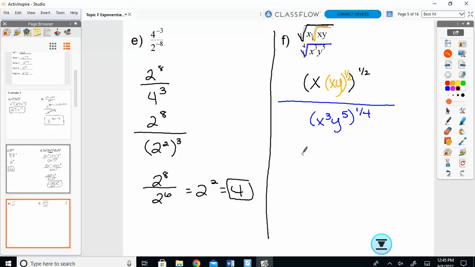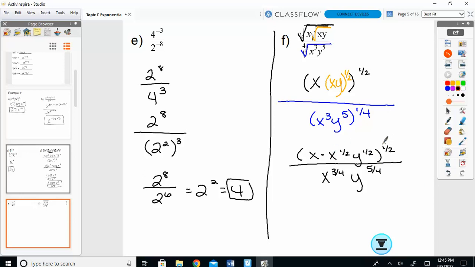If we distribute, so on top, I have x times x to the 1/2 times y to the 1/2, all to the 1/2. And the bottom, that's x to the 3/4, y to the 5/4.